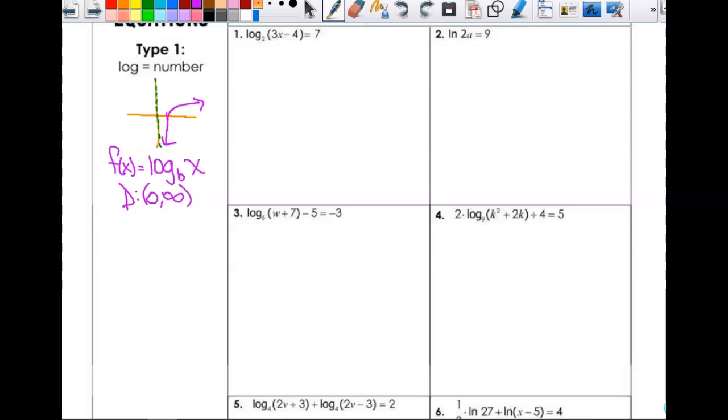We'll go ahead and do number 1. So here, this log is already isolated and condensed. So I just have a log that's all by itself equal to a number. So when I have that, I can rewrite it in exponential form. That makes it 2 to the 7th power equals 3x minus 4. Right? Then what is 2 to the 7th power? 4, 8, 16, 32, 64, 128, right? So I got 128 equals 3x minus 4. Add 4 to both sides, I get 132 equals 3x. So what does x equal?